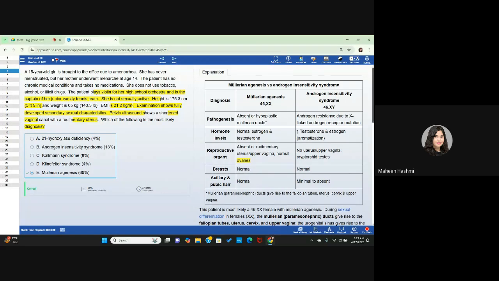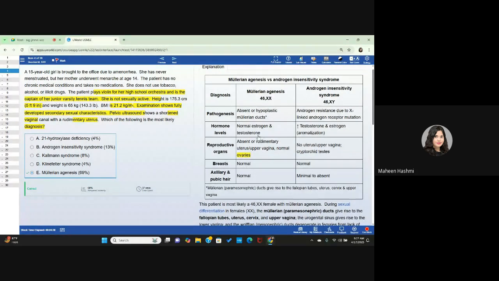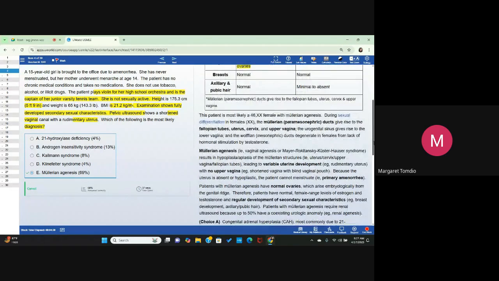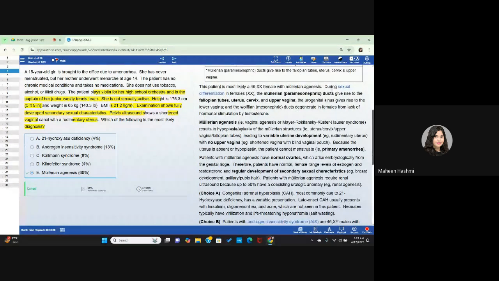Again, yes, you were right about the hormonal levels as well. In Mullerian agenesis, you have normal estrogen and testosterone, whereas in AIS, you have increased testosterone and estrogen. Mullerian agenesis is also known as Mayer-Rokitansky-Kuster-Hauser syndrome. Again, a tongue twister of a name.